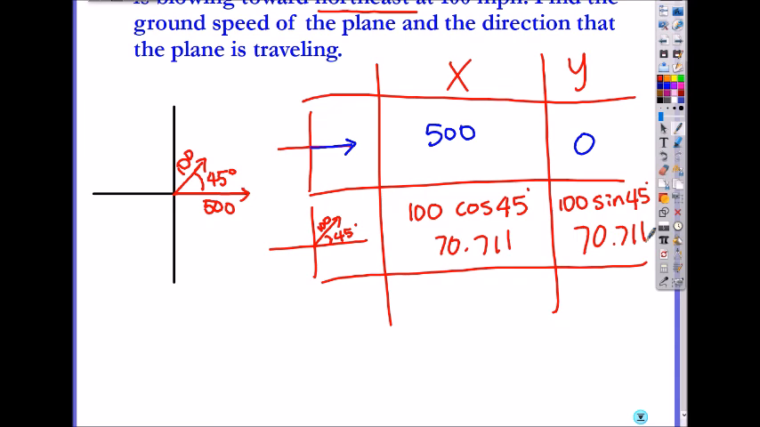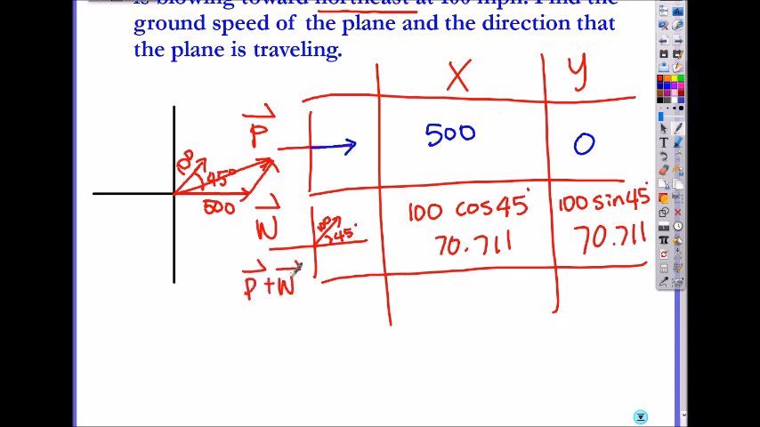We are looking for the sum of these two vectors, right? If you use a tip-to-tail method, your vector will be somewhere over here. So we are looking for this resultant vector. How do you find it? By adding the x's together and y's together. So I can call this vector plane, this is vector wind. Now we are looking for vector plane plus vector wind.